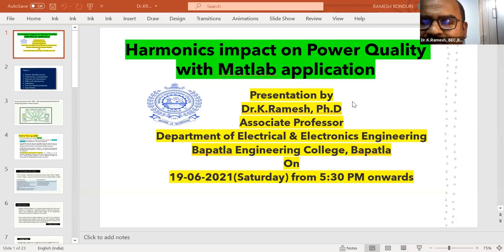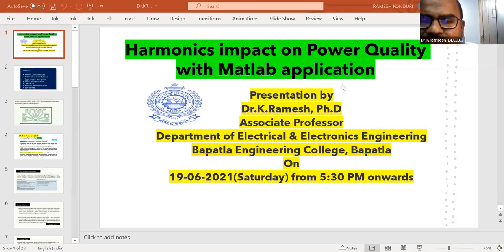But due to some nonlinearities present in the system, these nonlinearities lead to the production of harmonics, which are unwanted non-sinusoidal components. So these things we have to discuss, and focus more on: why these are coming, why these are generating, what the sources are, and how these should be mitigated. And of course, by using a simple MATLAB application, I would like to elaborate more.